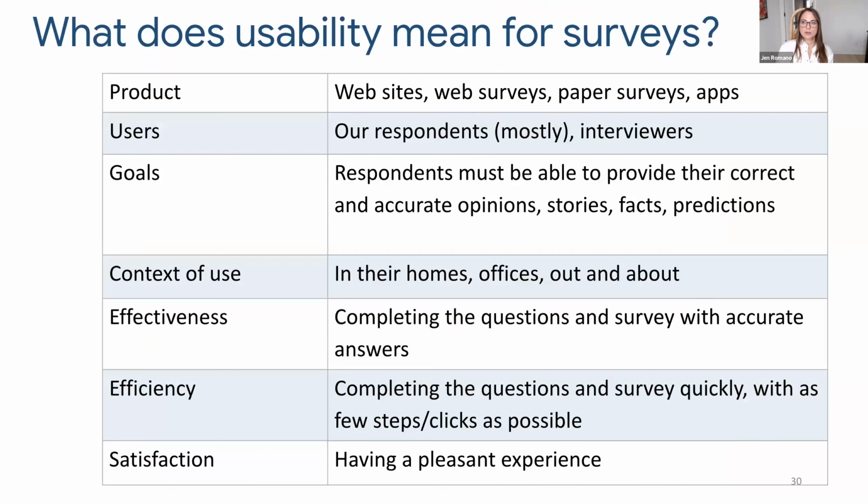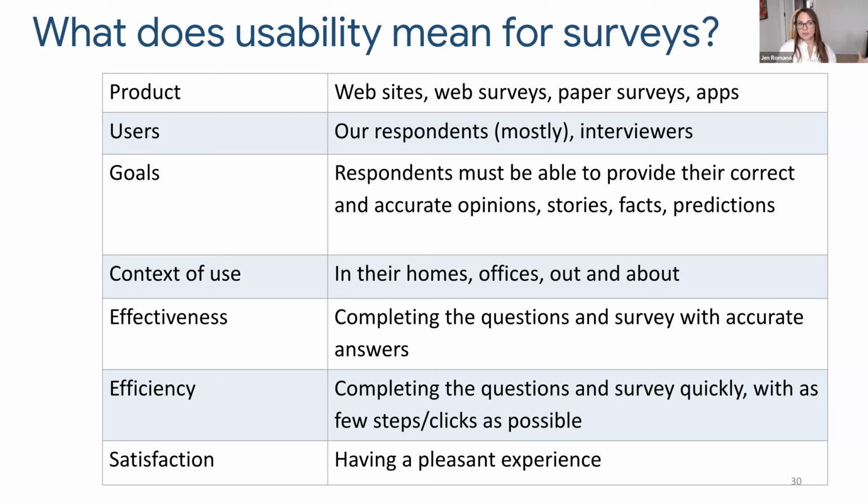So what does this mean for surveys? In surveys, when we think about usability testing, it's important to think about these different components. So our products are often going to be our surveys, obviously. So that could be our web surveys, that could be paper surveys. Could also be websites. So at the Census Bureau, a lot of my work was around data dissemination websites. It could be websites that are supplementary to our surveys. It could be supplementary materials, some papers that come with the surveys, the letter that invites people to participate, some other supplementary materials. And of course, could be apps these days.